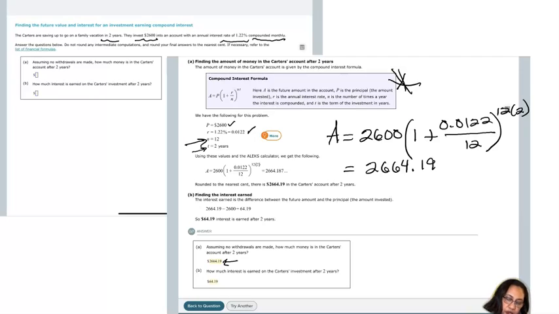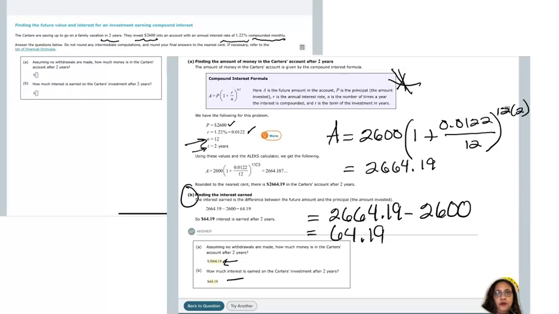And then in order to answer part B, you just subtract the initial amount. So you have 2,664.19 minus the initial amount or the principal, and you end up with $64.19. Okay.